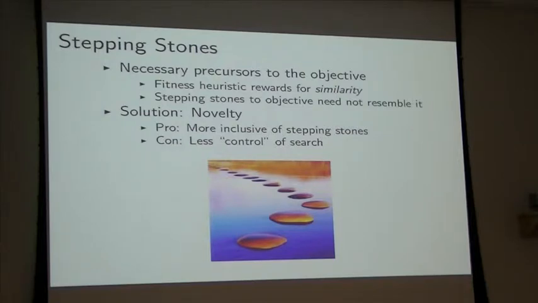So maybe it's interesting to consider searching just for novelty, just looking for things that are different. But an obvious con of this approach is that you have less control of the search. It's not directed towards anything in particular. It's directed outwards towards everything. And this seems like it might not be an effective process, that it might be exhaustive or useless in practice.